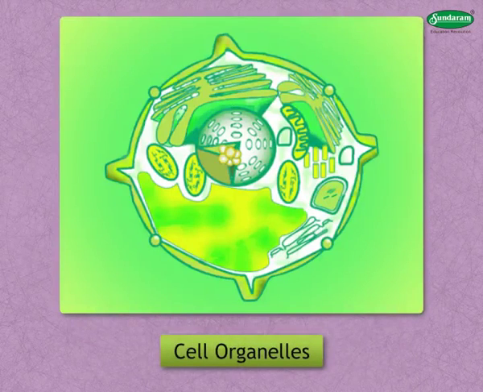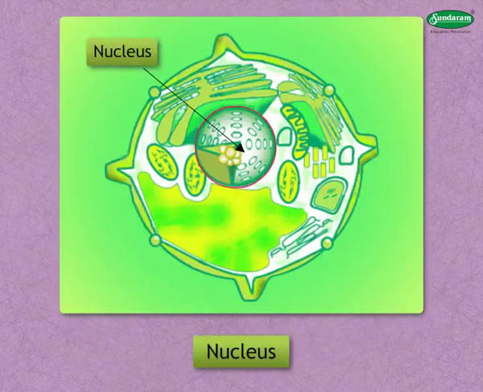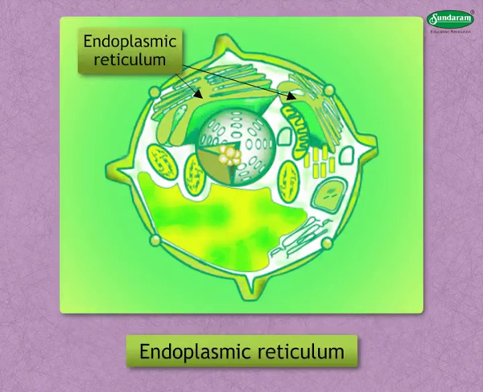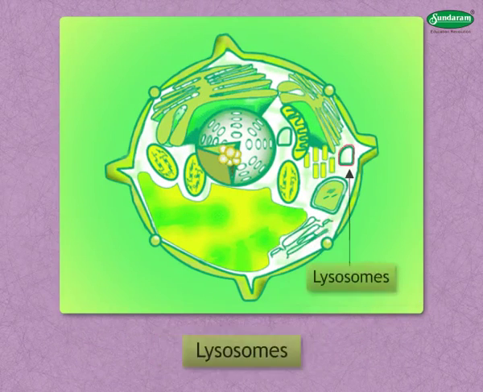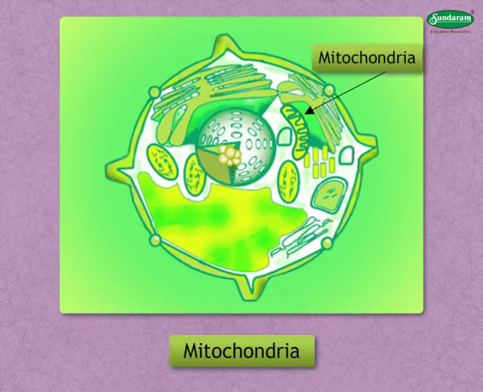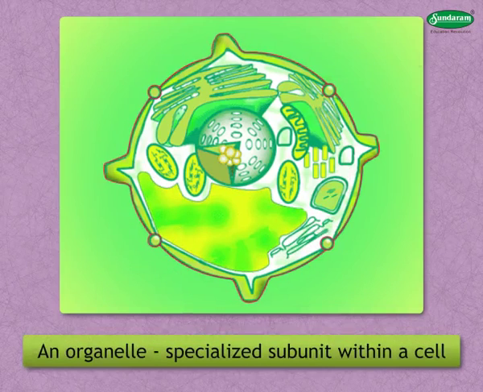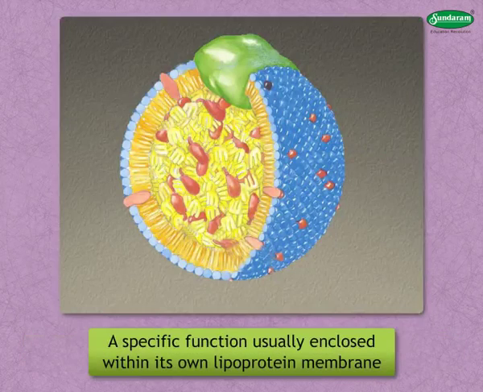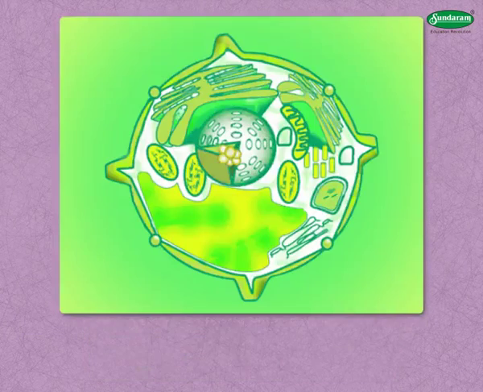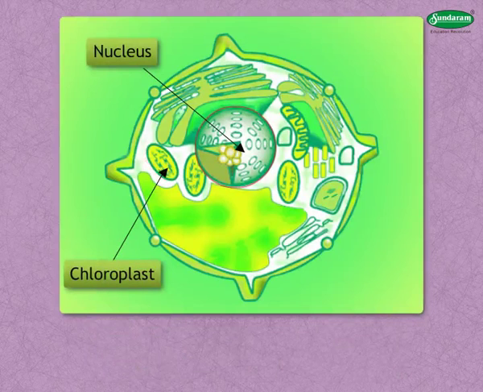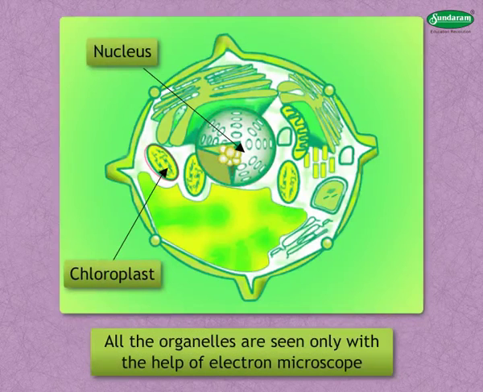Cell organelles. The cell organelles are nucleus, endoplasmic reticulum, Golgi apparatus, lysosomes, mitochondria, plastids, and vacuoles. An organelle is a specialized subunit within a cell that has a specific function and is usually enclosed within its own lipoprotein membrane. Except nucleus and chloroplast, all the organelles are seen only with the help of an electron microscope.